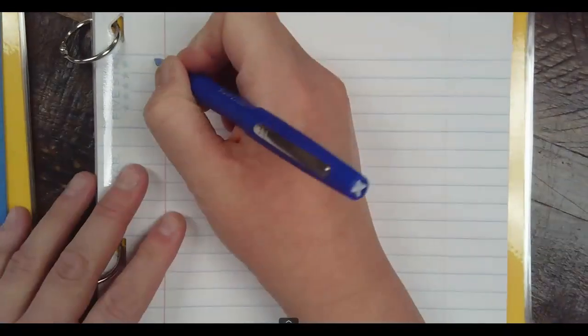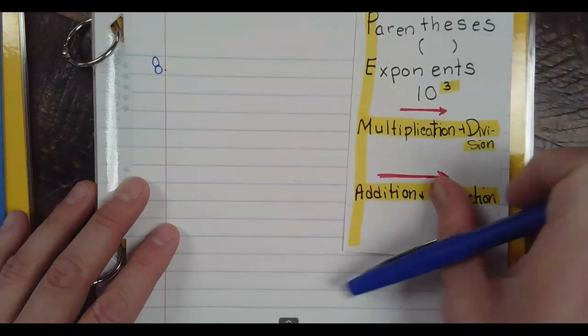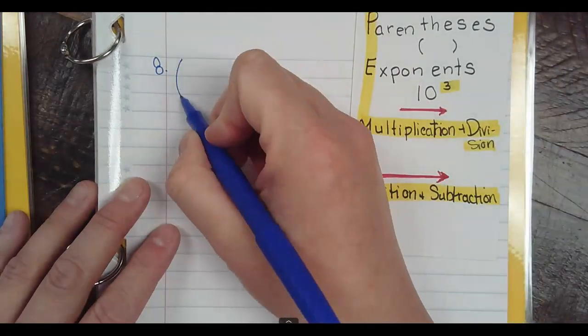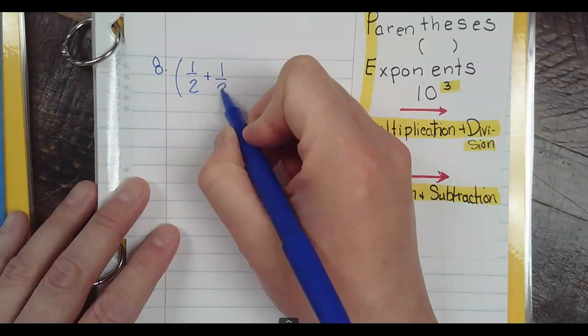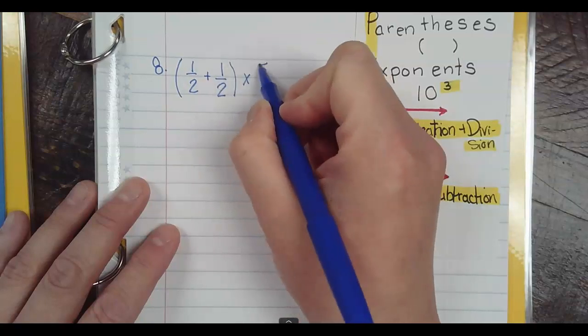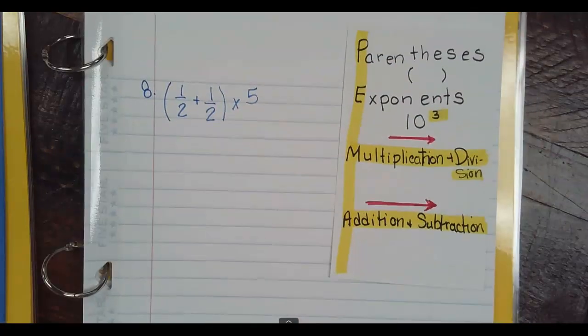All right, on to the next page, number 8. Bringing my card back. Now, this one I know confused quite a few people. So it says a half plus a half times 5. What do I have to do first? I have to do the parentheses first.